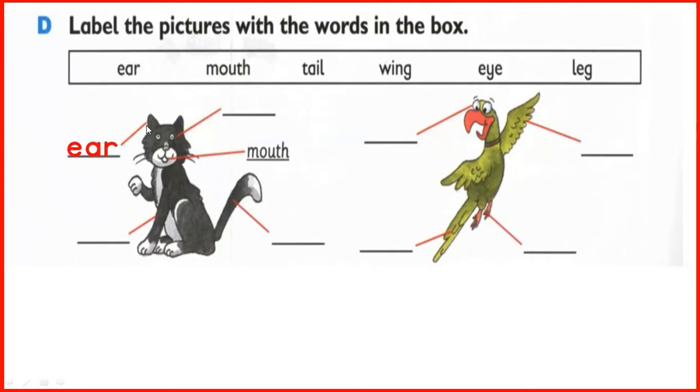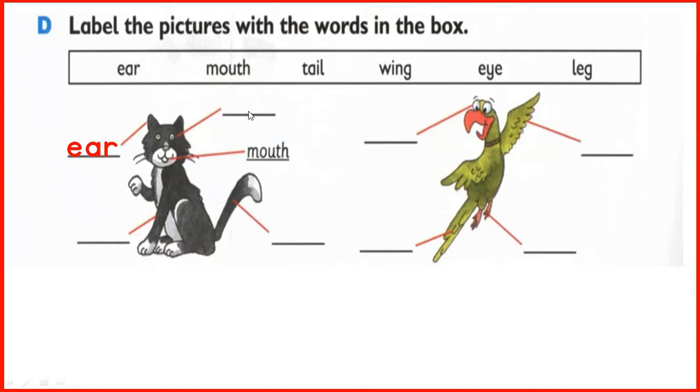Yes, ear, because you label here. Labeling means you have to write what part this is. What part this is, you have to write here. Okay, they are the parts of a body. Like us, we have nose, we have eyes, we have ears, we have mouth.